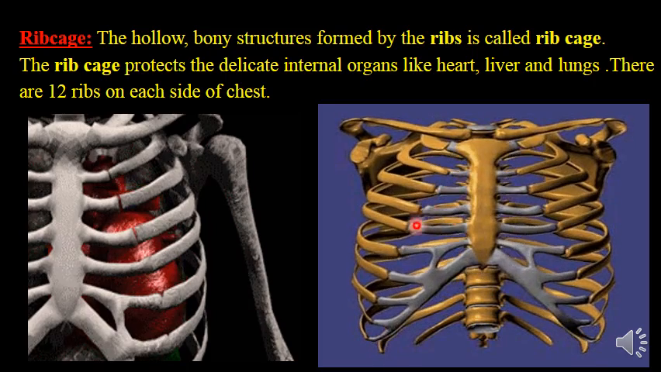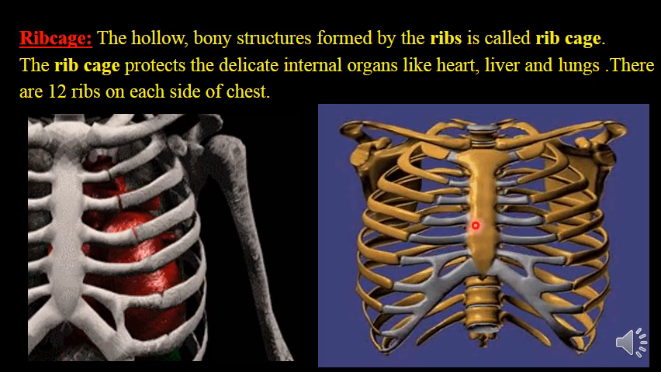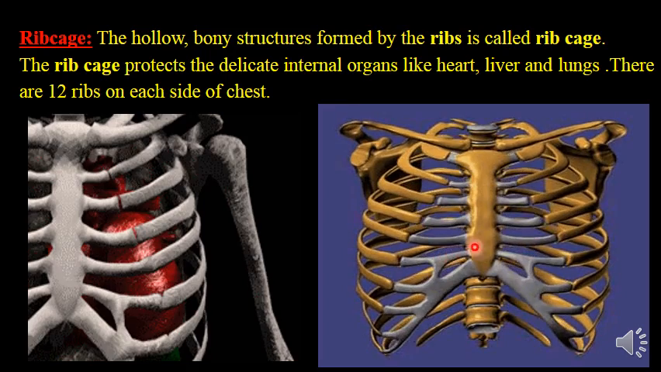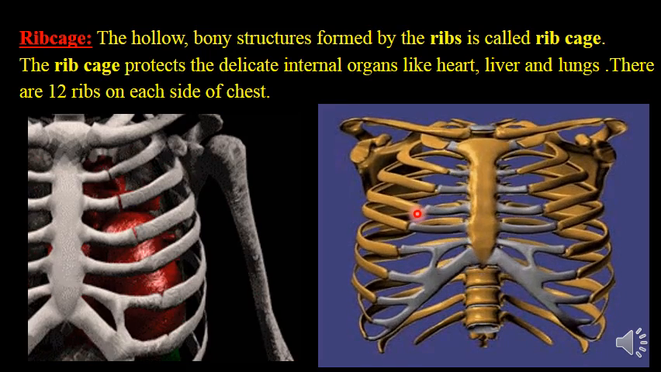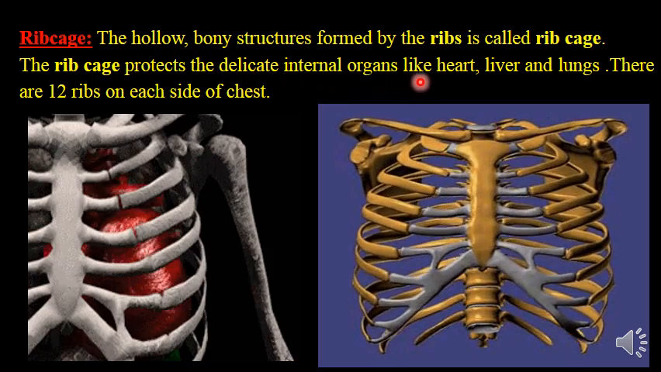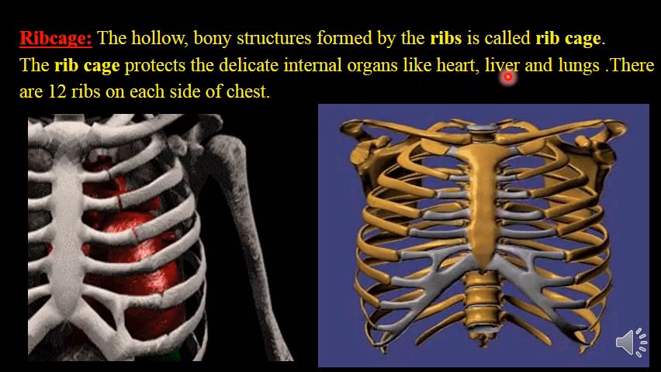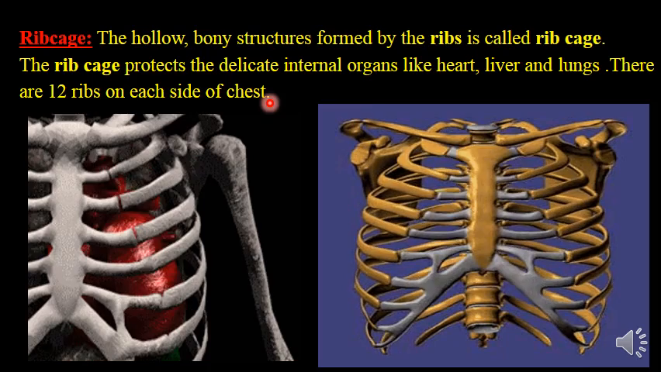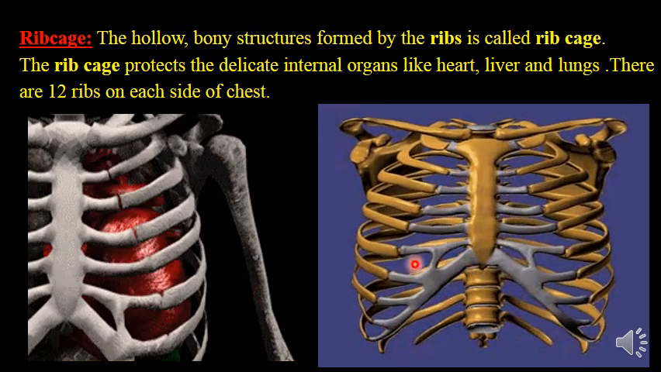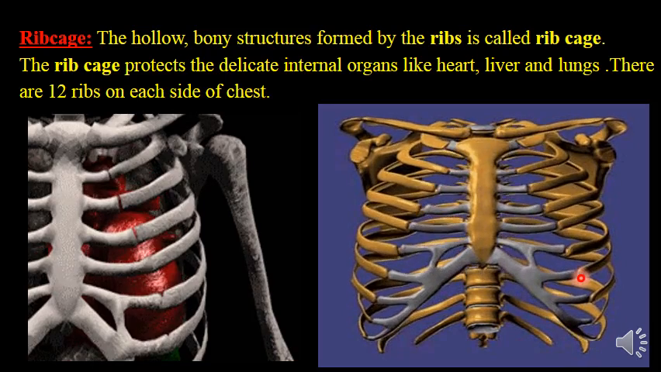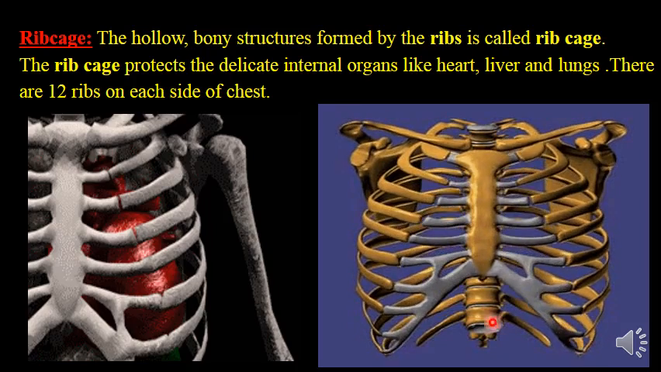Inside there are small bones which are called ribs. The ribs are arranged in such a way that they form a cage. The ribcage protects the delicate internal organs like the heart, liver and lungs. There are 12 ribs on each side of the chest. This side 12 ribs and this side 12 ribs are connected. This ribcage is also connected to the backbone.